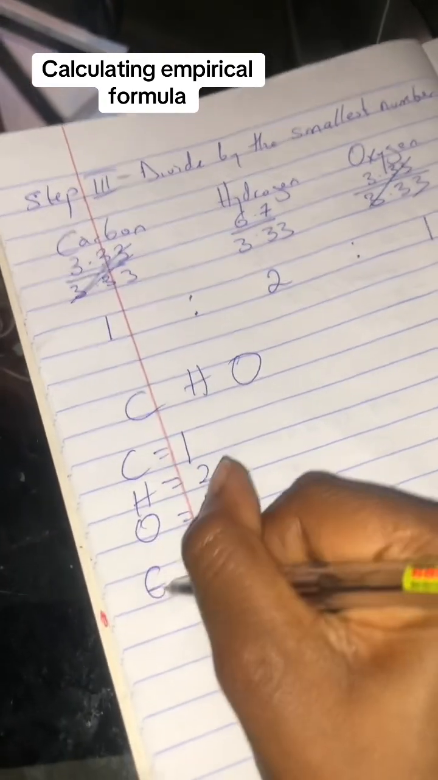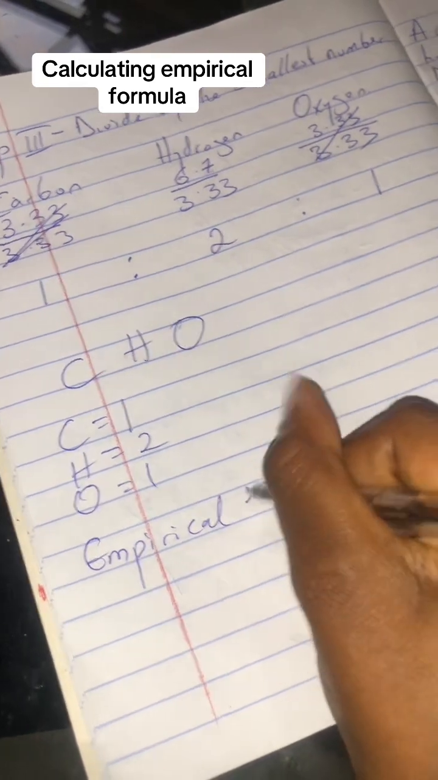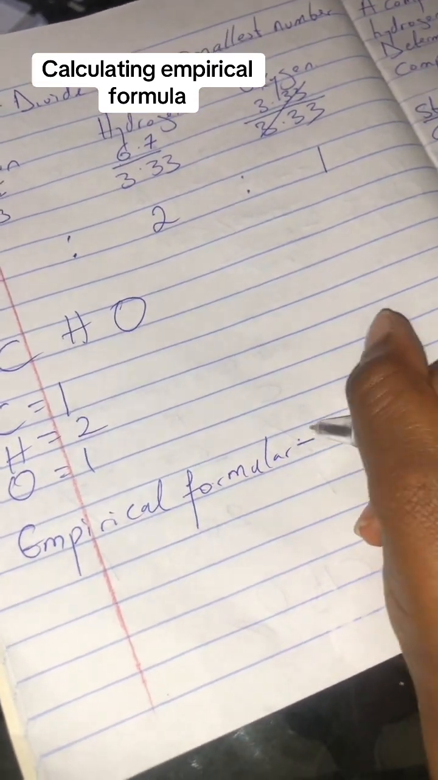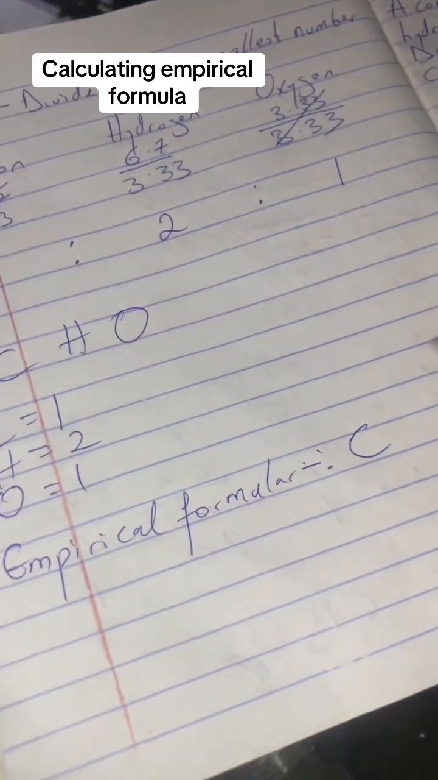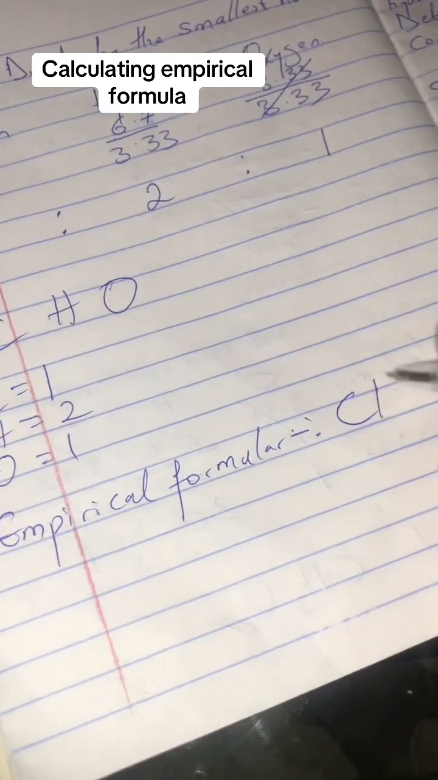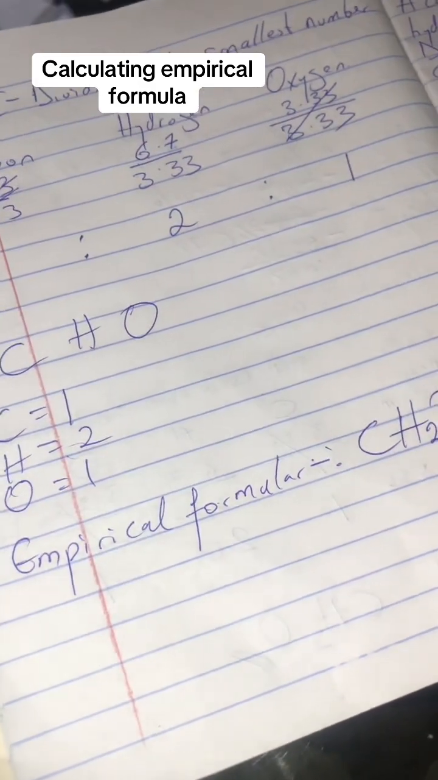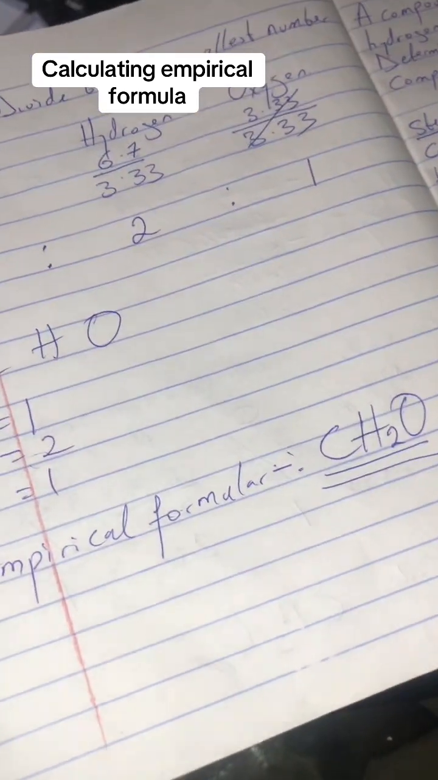Then the empirical formula, which is the final answer, is C for carbon, H for hydrogen 2, then oxygen O. CH2O. This is our final answer. Hope you learned something today.